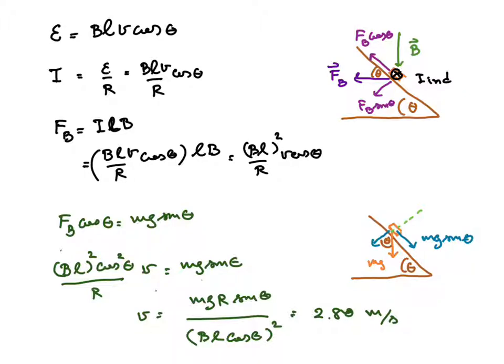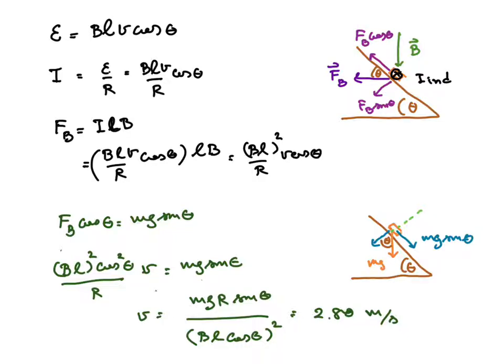You can see that if we resolve FB into components along the surface of the incline and perpendicular to the surface of the incline, we have these two components, and the angle here is theta. So this component is FB cos theta, and this component is FB sin theta. This FB sin theta will cancel with the normal force, and this FB cos theta is cancelled with the effect of gravity.